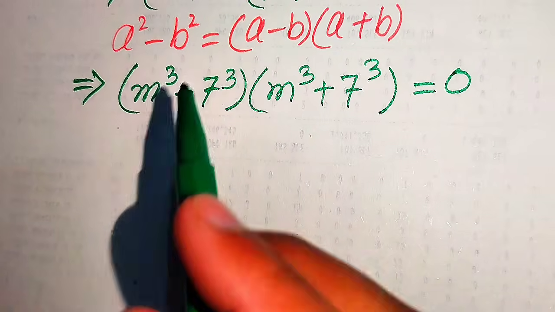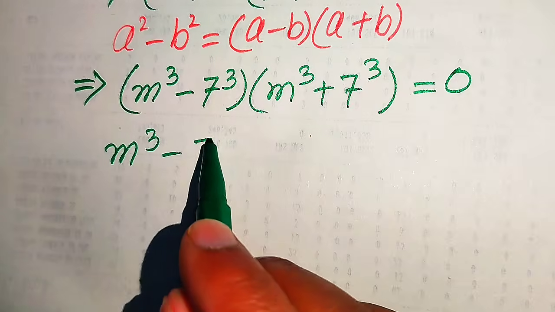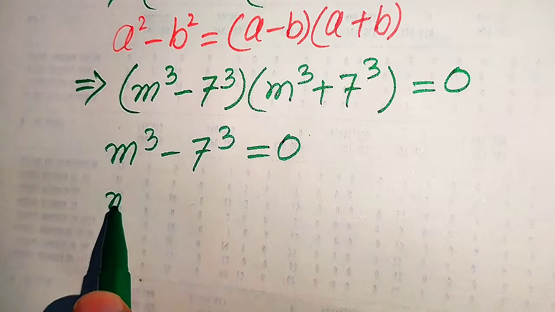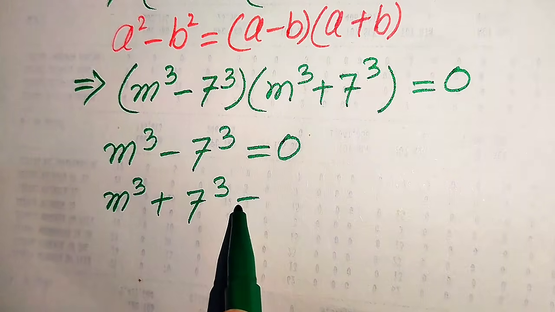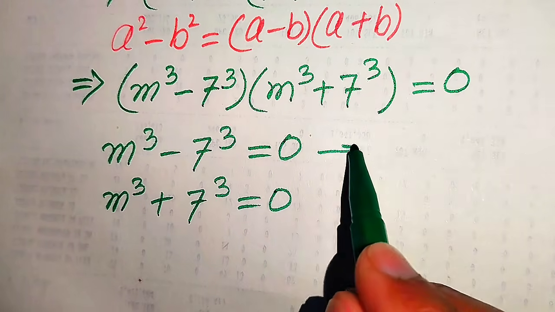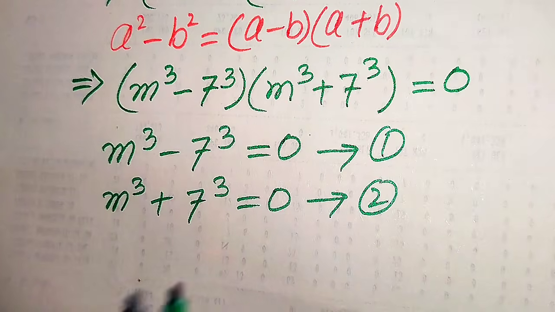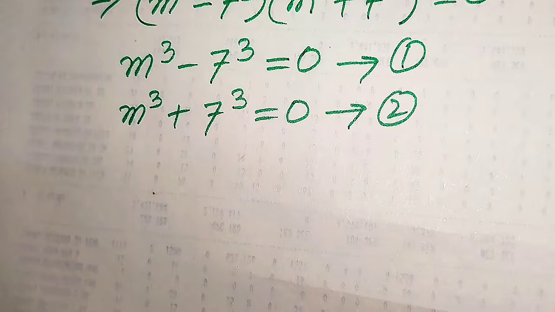And now we divide this equation into two cases. The first case is m cubed minus 7 cubed equals 0, and the second case is m cubed plus 7 cubed equals 0. We call this equation number 1 and this our equation number 2. Further, we need to solve these two equations and we get the values of m.